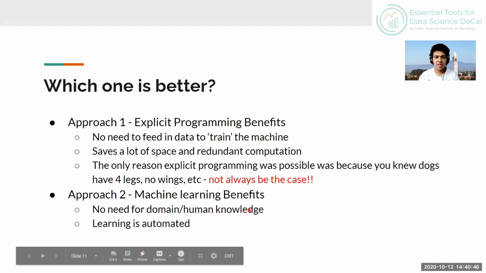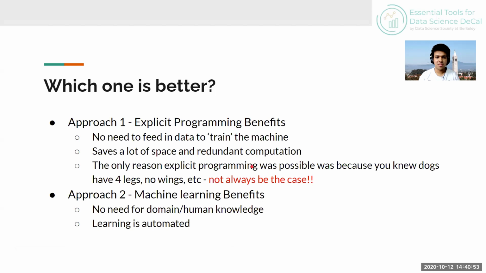And approach two is the machine learning approach, where the learning is automated. So the whole process of coming up with characteristics that describe the object is automated, and a computer does not need the domain knowledge. So a computer does not need to know what exactly a dog is or what exactly a tail is. It just needs to know that this set of pixel values increases the likelihood of it being a dog.